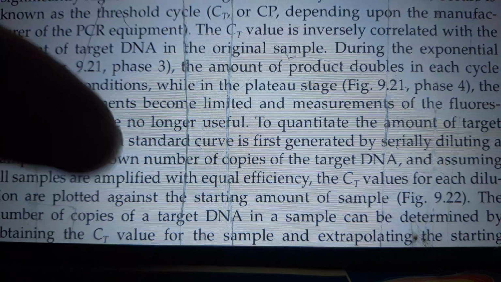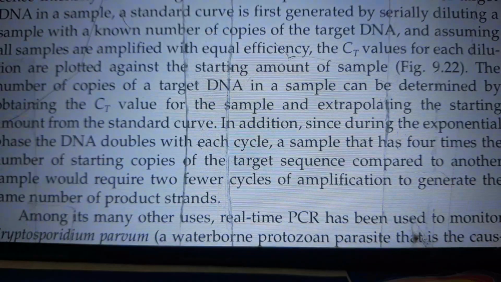To quantitate the amount of target DNA in a sample, a standard curve is first generated by serially diluting a sample with a known number of copies of the target DNA and assuming all samples are amplified with equal efficiency. The CT values for each dilution are plotted against the starting amount of sample. The number of copies of a target DNA in a sample can be determined by obtaining the CT value for the sample and extrapolating the starting amount from the standard curve.